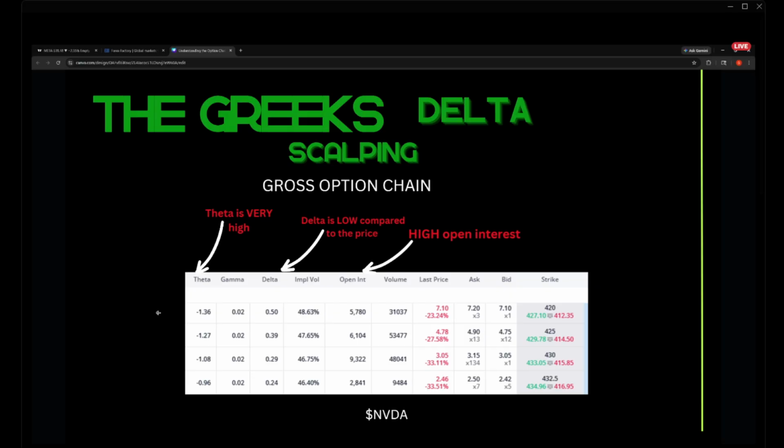Now, this is an example of a disgusting options chain. We've got high open interest, delta that's low compared to the price, and ridiculously high theta. The contracts are expensive, but that's still ridiculously high theta. That's low gamma. This is something so bloated that it doesn't leave room for those fluctuations. I stay away from those.